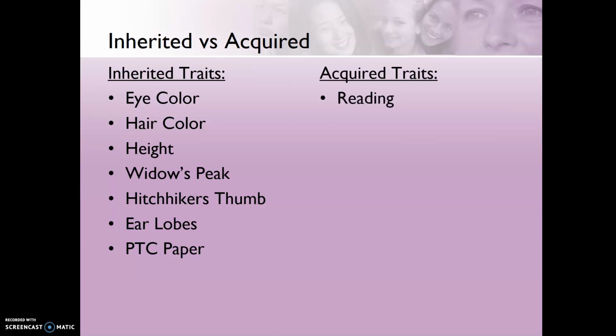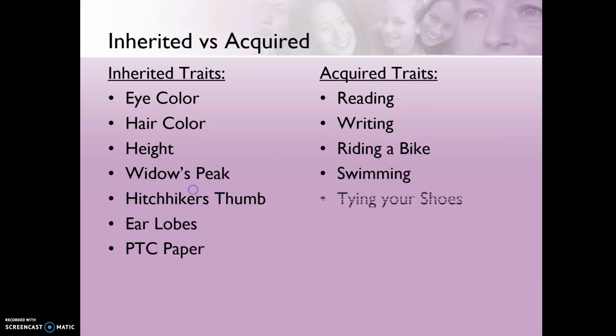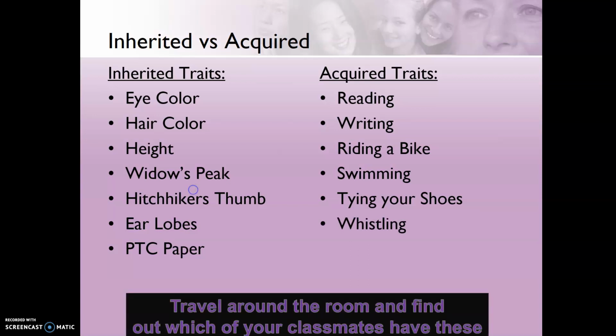Here are some traits that are acquired. This is like reading and writing. Okay, they're acquired from your environment. You've acquired the ability to ride a bike, or to swim, or to tie your shoes, or to whistle.